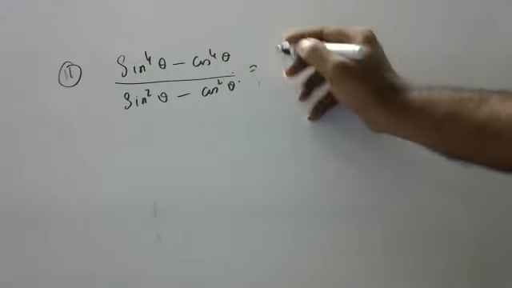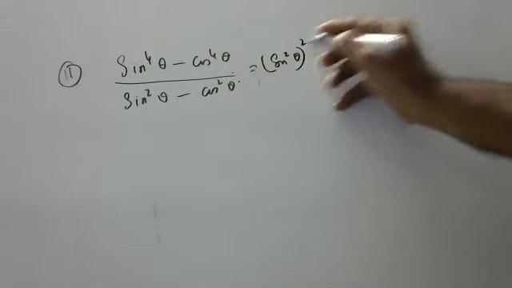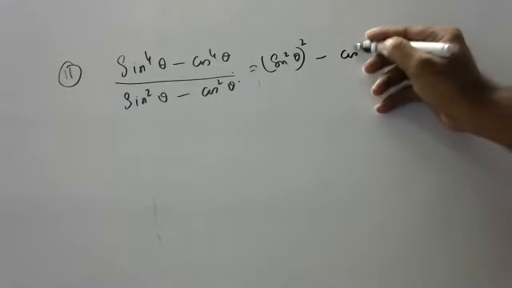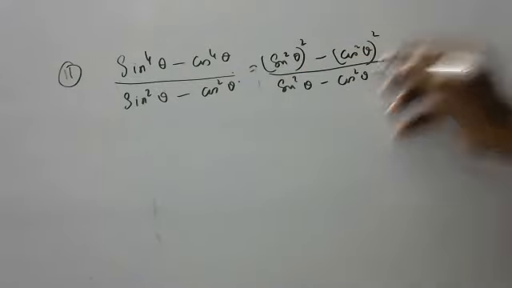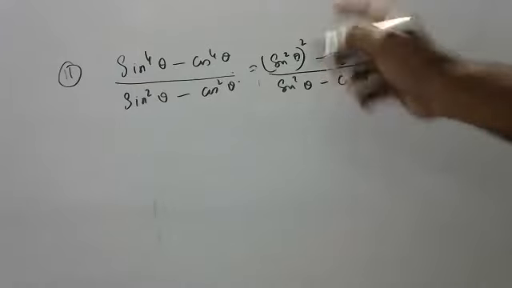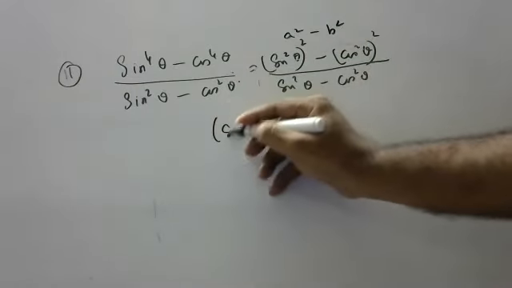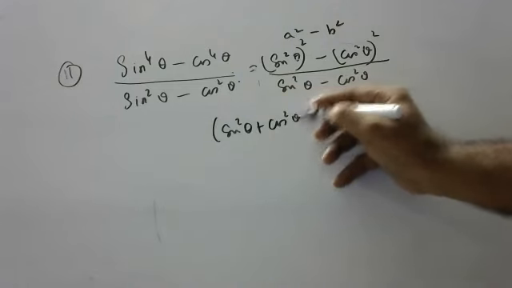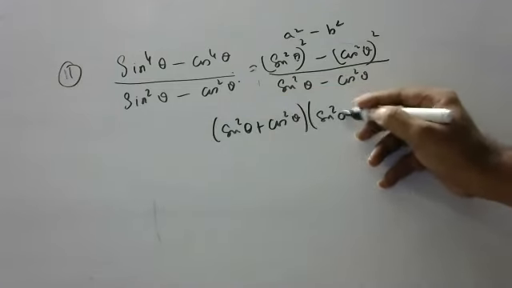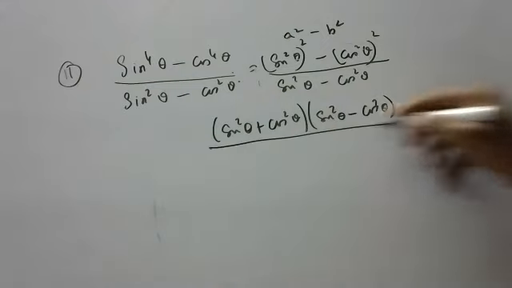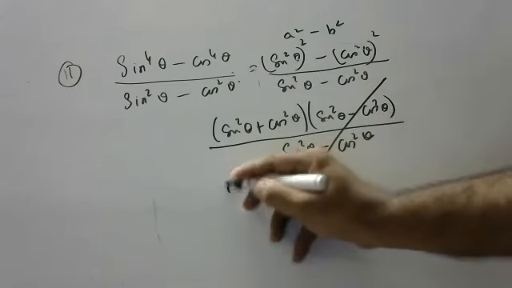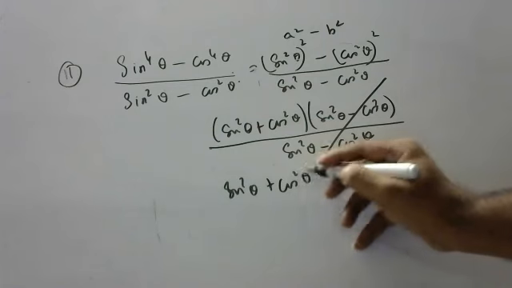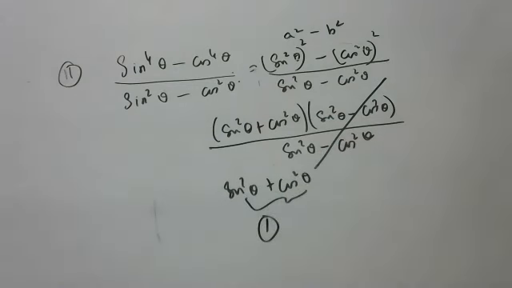So children, sine 4 theta minus cos 4 theta, that is (sine square theta) whole square minus (cos square theta) whole square, divided by sine square theta minus cos square theta. This is in the form of a square minus b square, which is (a plus b) into (a minus b). So (sine square theta plus cos square theta) into (sine square theta minus cos square theta), divided by (sine square theta minus cos square theta). Cancel. What is that? 1. Sine square theta plus cos square theta is there. What is this? 1. Over.